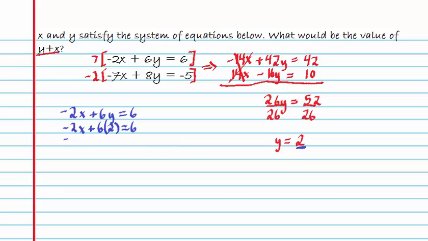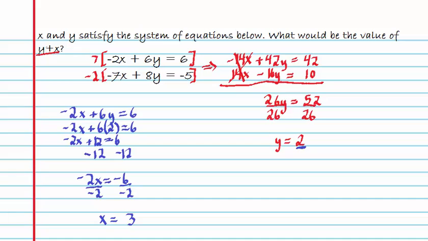At this point, I'm going to bring down -2x. I haven't done anything with it yet. 6 times 2 is 12. I need to subtract 12 from both sides. I now have -2x equals -6. And then my final step is to divide both sides by -2. And I get that x equals -6 divided by -2 is positive 3.